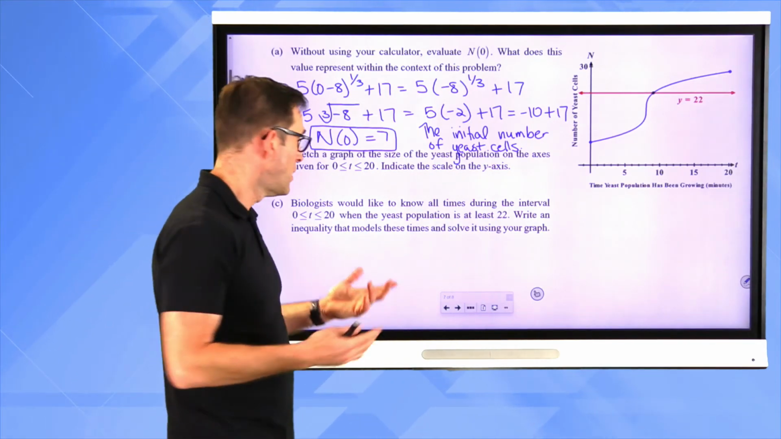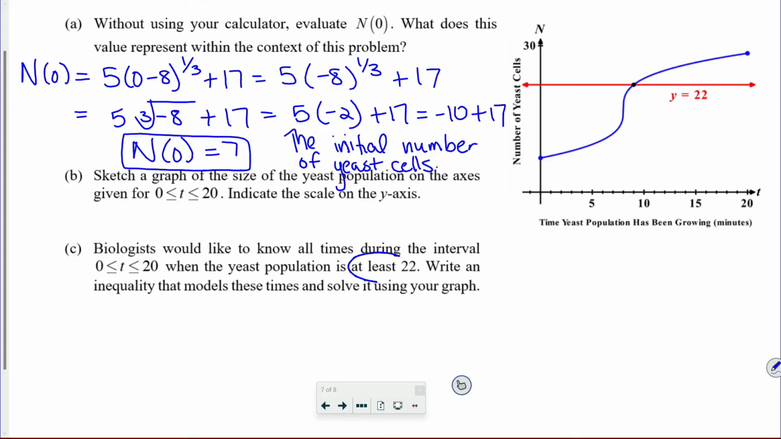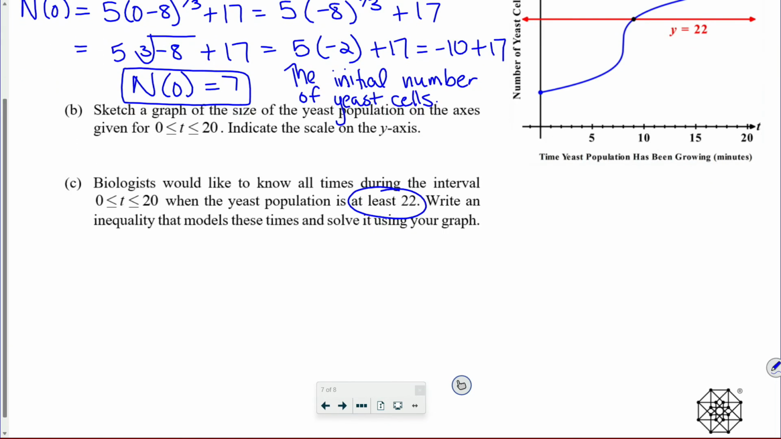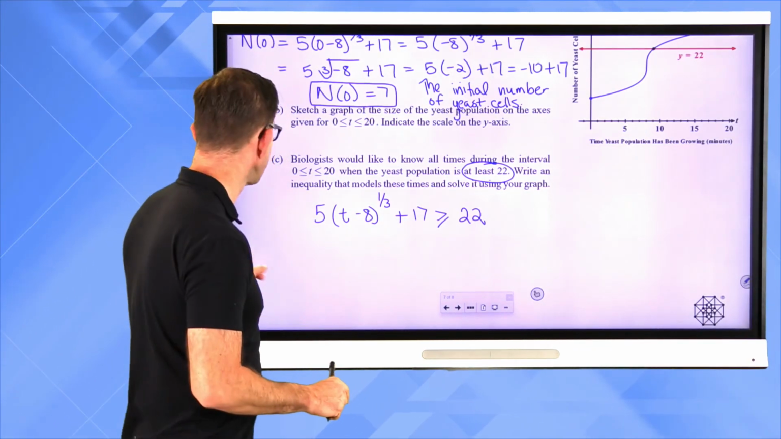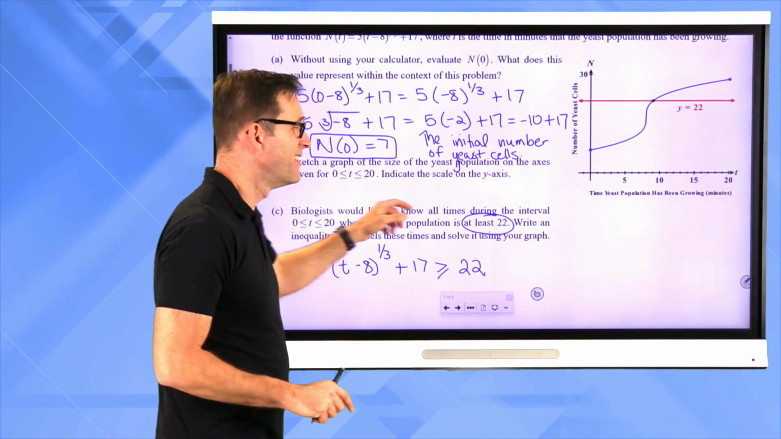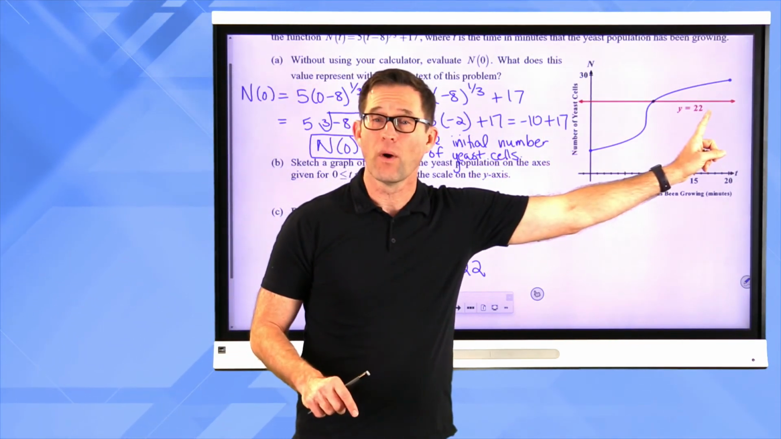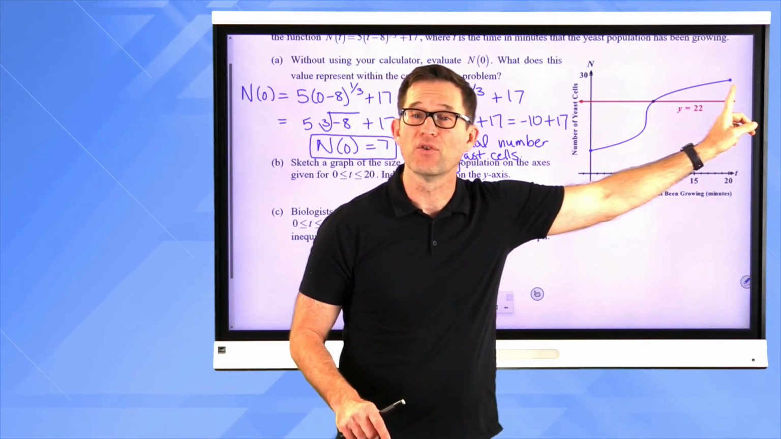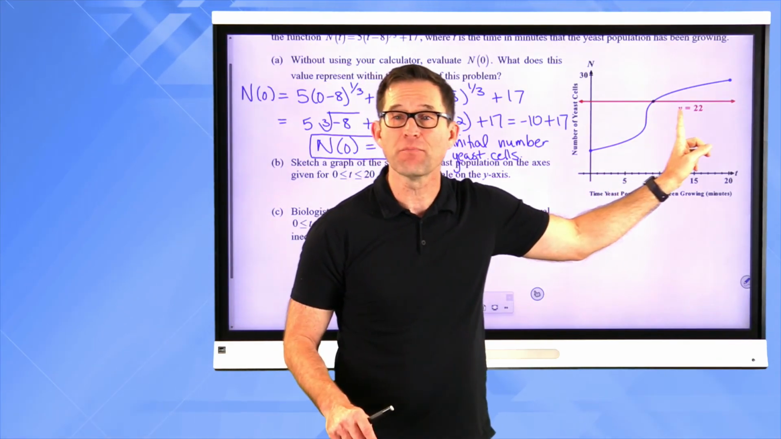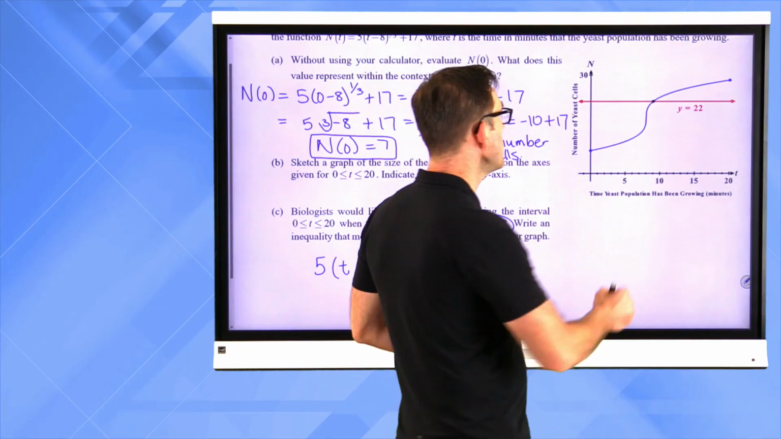Awesome. Well, I want the yeast population to be at least 22. Which means I'm looking for 5 times (t minus 8) to the 1/3 plus 17 to be greater than or equal to 22. Now, a great way to solve that graphically is to graph the horizontal line y equals 22. Now we can see that the yeast population is at or above 22 for all time values from this point to the right, right? So we're really looking kind of like for this.